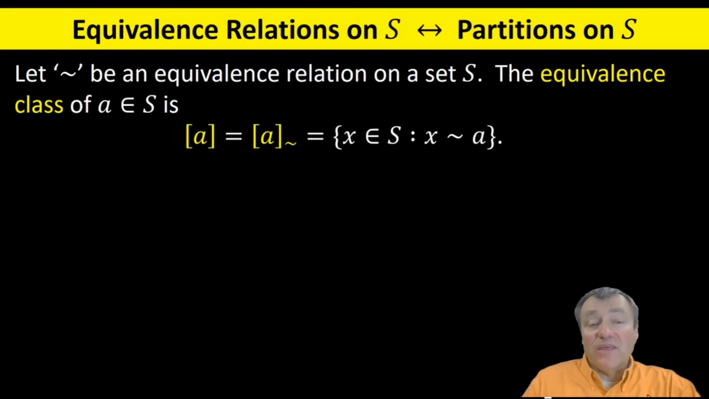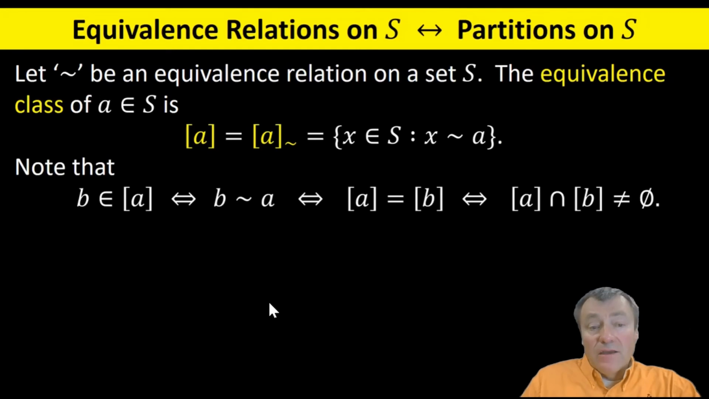Now, my notation for that class has brackets around A. So it's a set, and the way you define it depends on which relation. So if you need to specify that, if you need to clarify, then put a subscript on your brackets. Note that for B to be in the equivalence class of A means the same as B being related to A, and that's the same thing as A and B defining the same equivalence class. And this, by the way, is the same thing as the two classes intersect in at least one element. They're not disjoint. If they're not disjoint, they have to be equal.